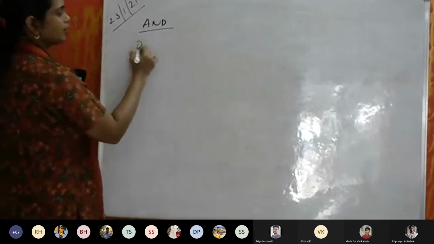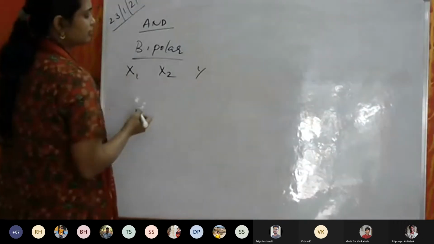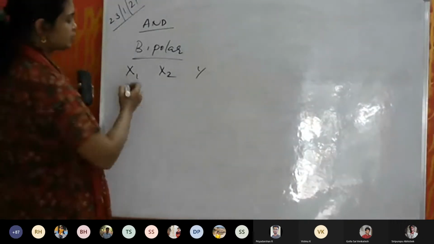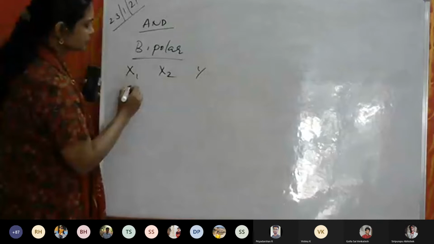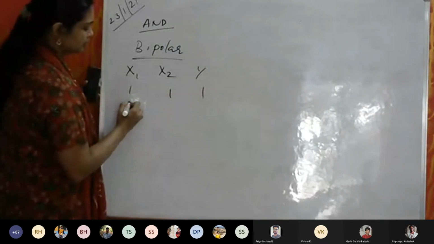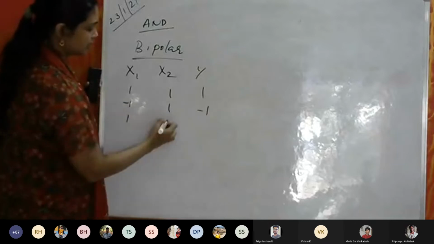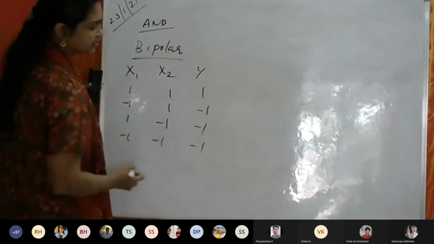We will use bipolar inputs. Bipolar means you will have only 1 or -1. There will not be a 0. So I will take x1, x2 and y in terms of 1 and -1. So 1, 1 is 1. -1, 1, -1. 1, -1, -1, then -1, -1 as -1.